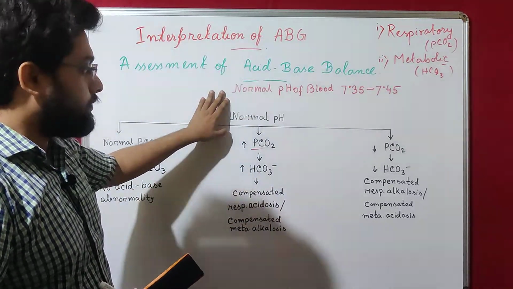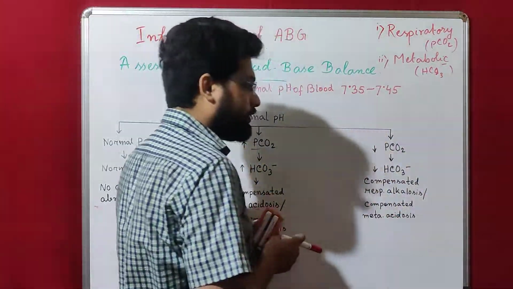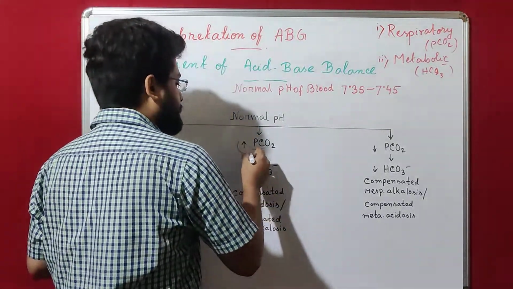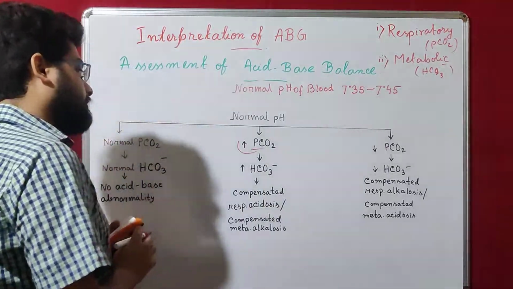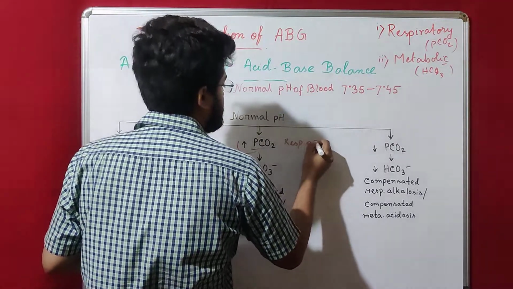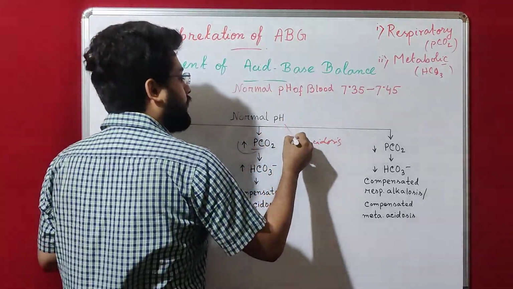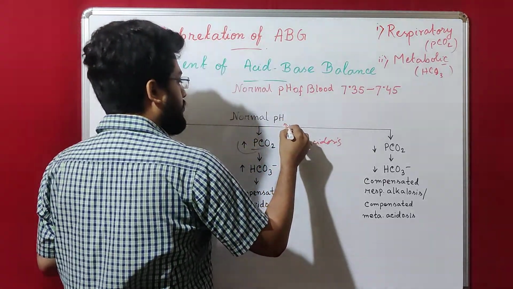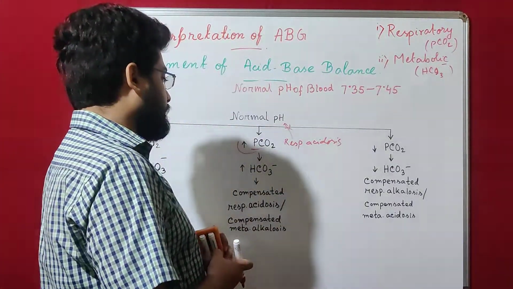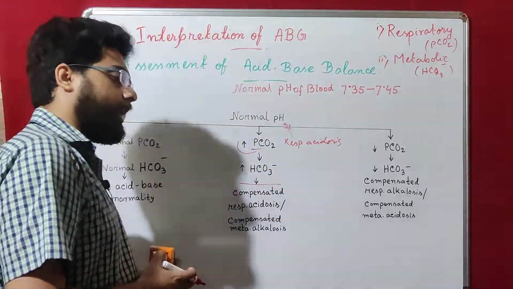Against normal pH, two scenarios are possible: PCO2 is increased or PCO2 is decreased. So if the first one, PCO2 is increased, that means there is obviously respiratory acidosis. So if there is acidosis, the pH cannot be normal, but the pH is normal. So then what will we do? Then we will look for the concentration of bicarbonate ion.